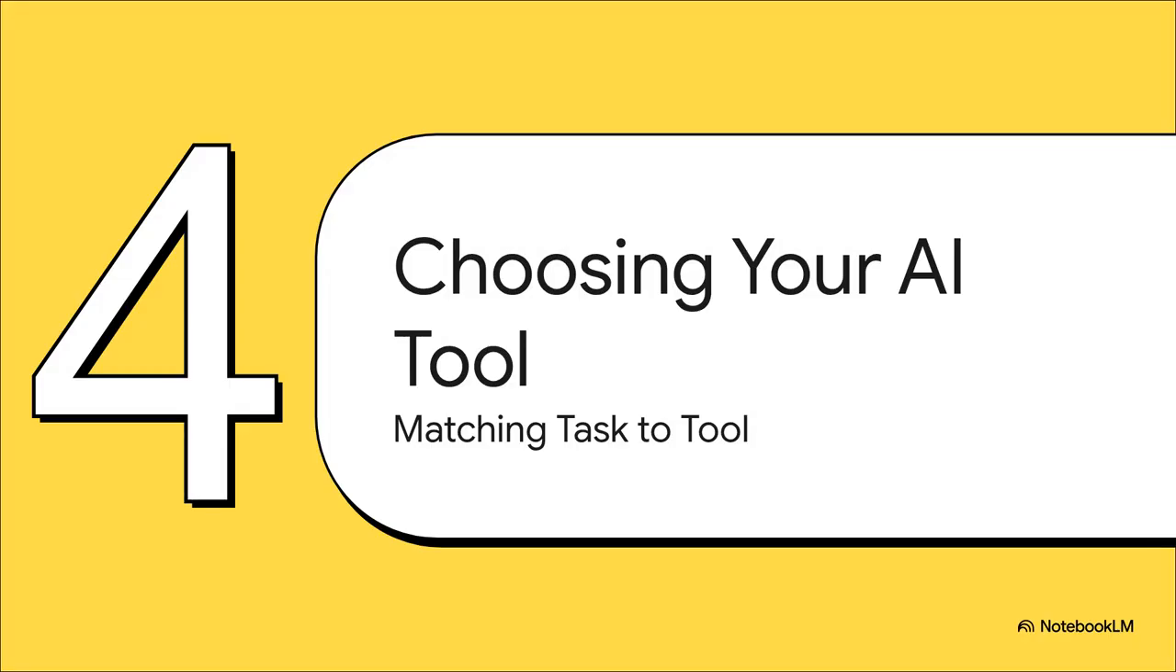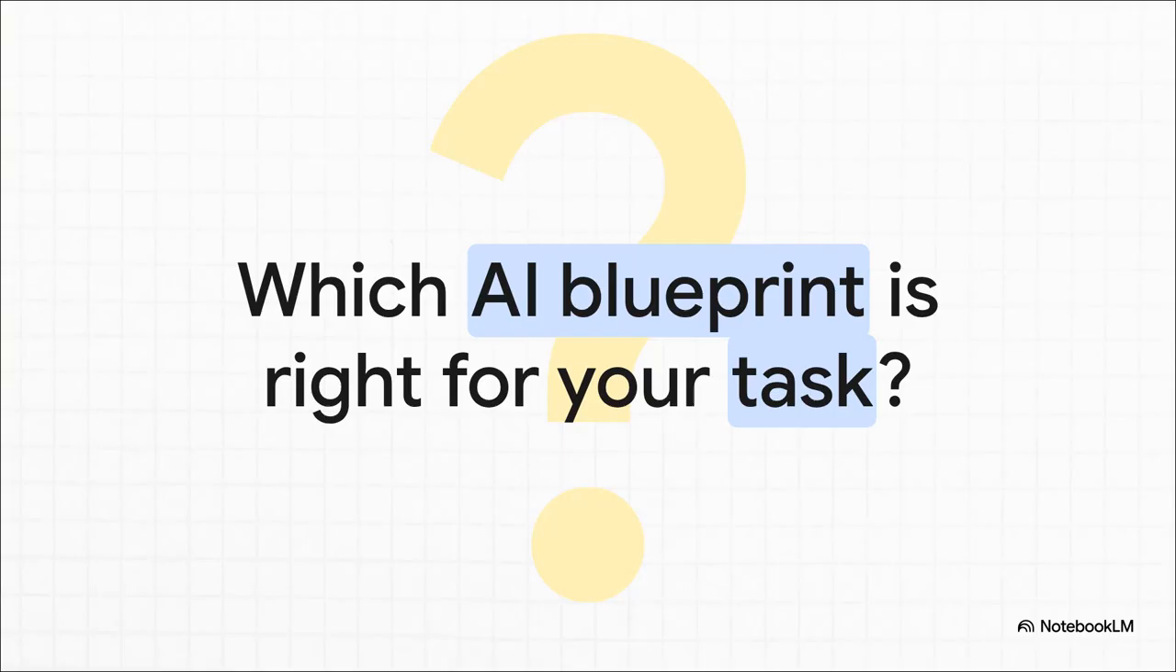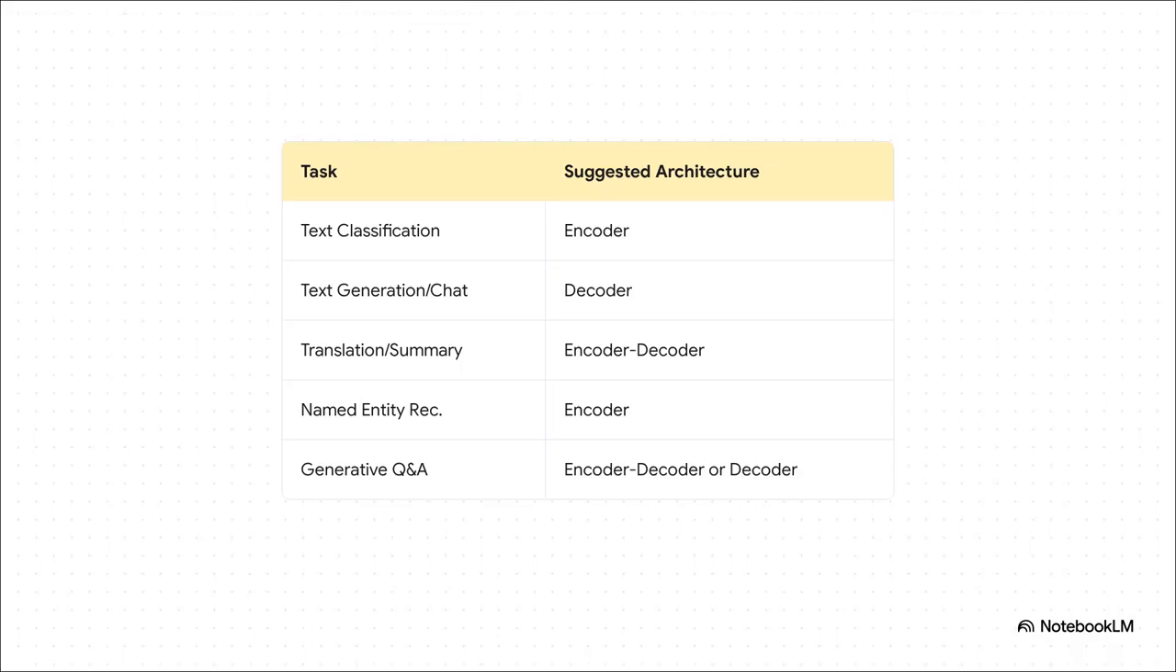So there we have it. Our three tools, the reader, the writer, and the translator. Now for what is maybe the most important part of all. How do you know which tool to pull out of the toolkit for your project? Because at the end of the day, picking the right blueprint is the key to building anything that actually works with AI. All right, here's your quick and dirty guide.